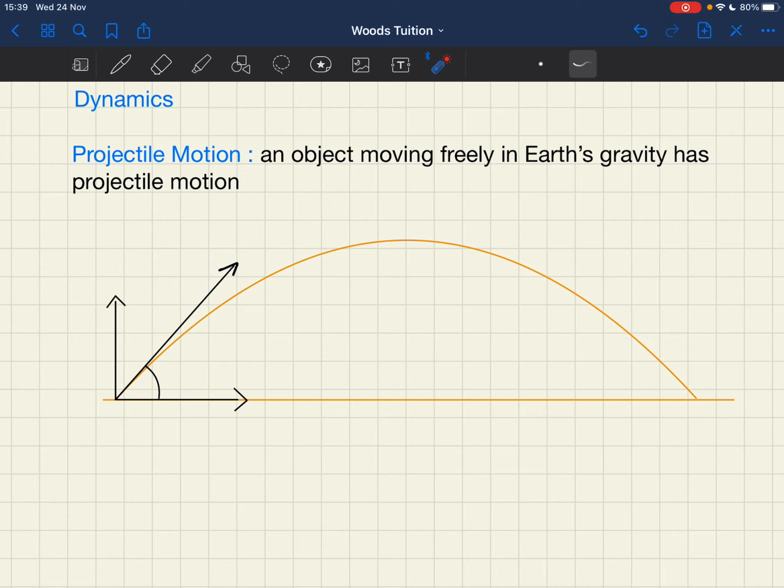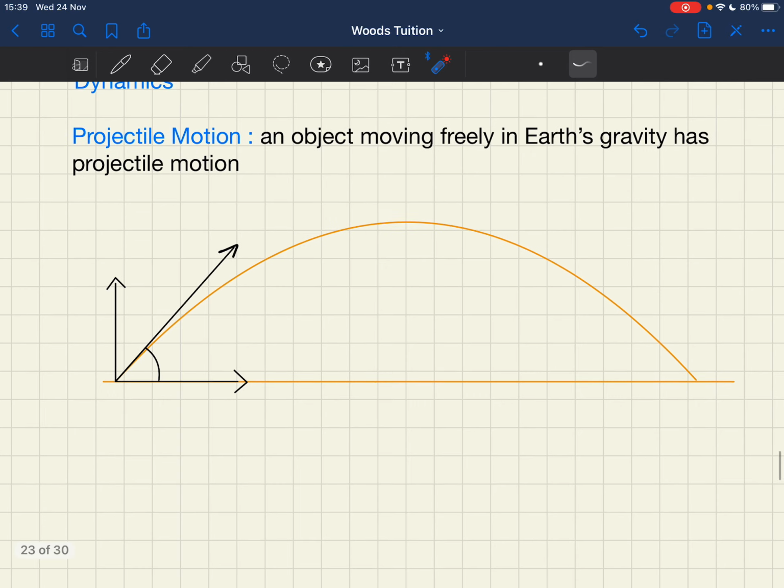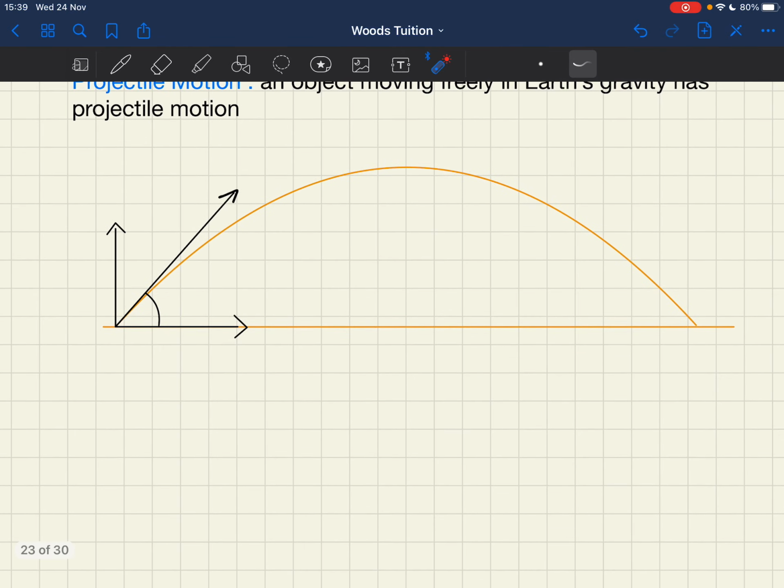So in reality, we will have things like wind resistance and those sorts of friction forces that the ball will feel. But for dynamics, we just ignore these, especially at GCSE. So whenever a ball is in motion, it'll have an initial velocity. Okay, so that is given by this arrow here.